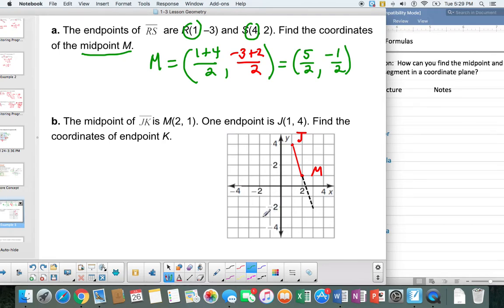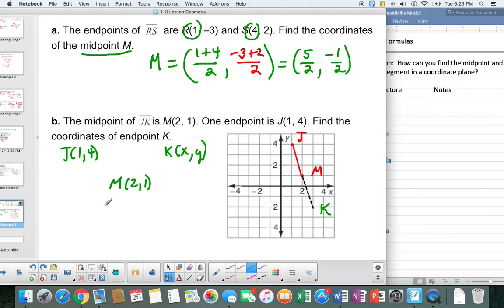Now let's take a look at what would happen if I was given the midpoint. So if I was already given the midpoint at 2, 1, and one of my endpoints was J, they're asking us to find the other endpoint, which is K. All right, so let's go ahead and write this down. My midpoint is 2, 1. One of my points is J, which is 1, 4, and the other point, I don't know.